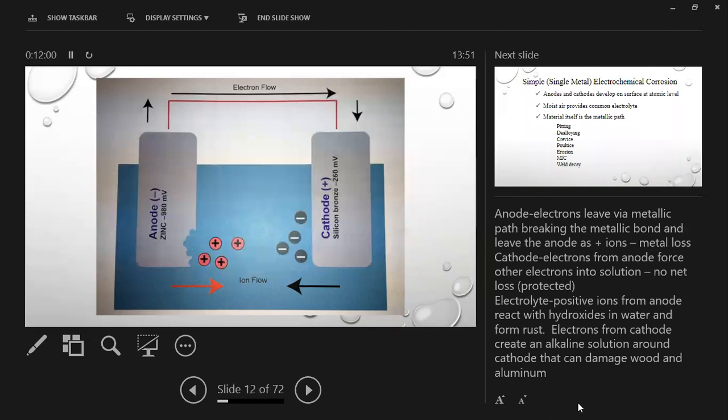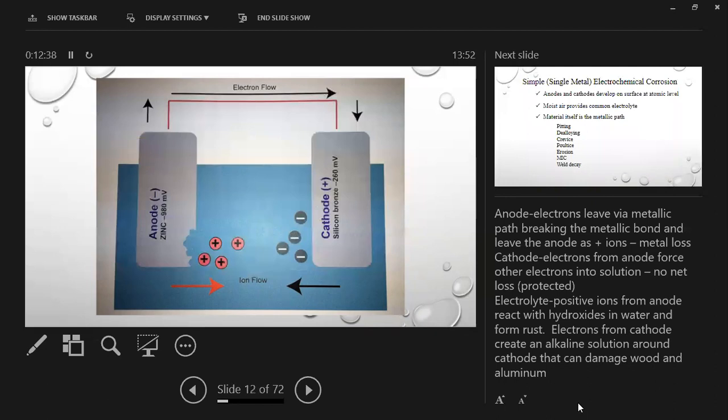Electrons. What did we say about electrons? They go from negative to positive, or from negative to less negative. Okay, so in this case, they're going to go from zinc, and you'll see on that sheet that zinc has a potential of roughly minus 980 millivolts. The electrons will flow from that to the more positive or less negative. In this case, silicon bronze, negative 260 millivolts. Electrons flow from the negative to the positive.